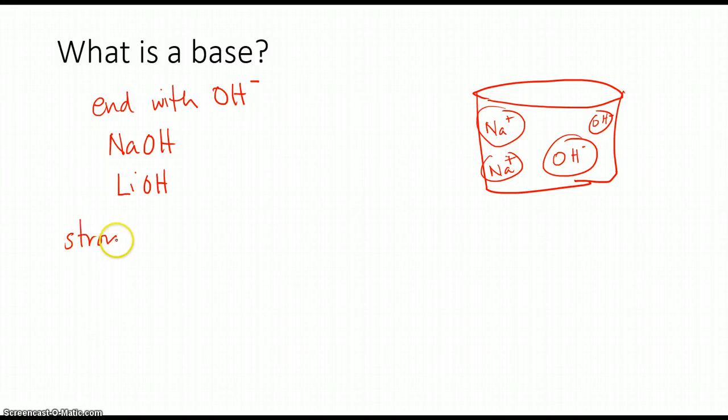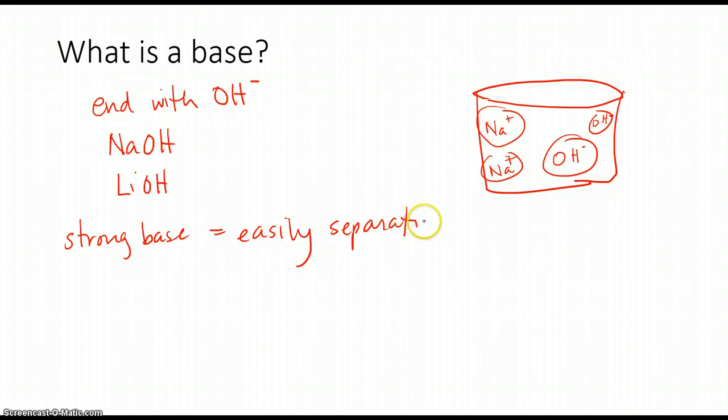So strong base equals easily separating the cation from the anion. Okay? Ones that are weak bases actually don't separate so easily. So you notice that this solution has a lot of OH in it. So we're going to show that also in a reaction of how it dissociates.